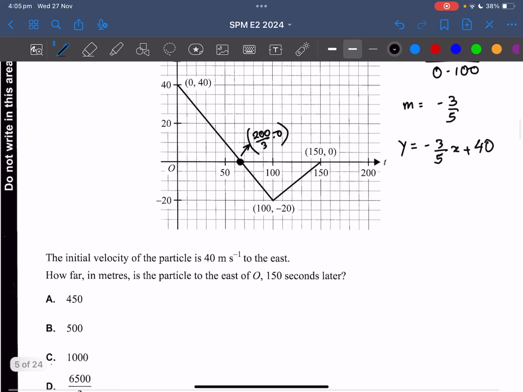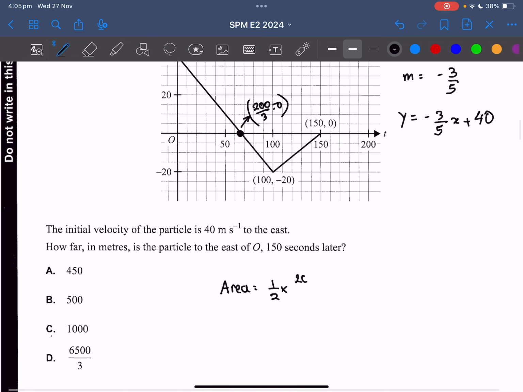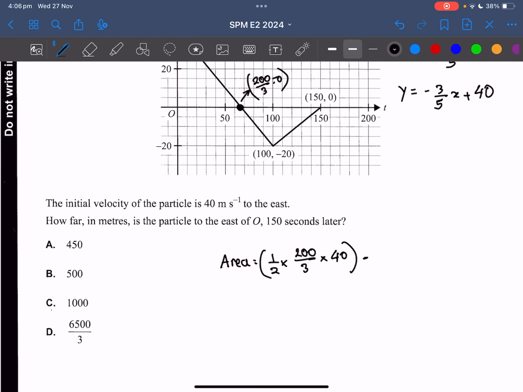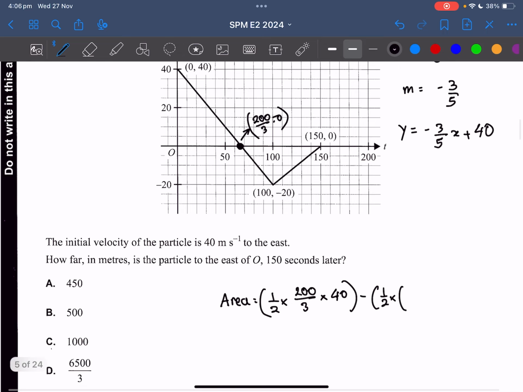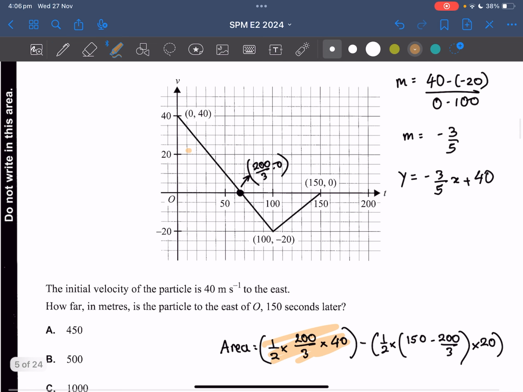So area is equal to half times the base, which is 200 on 3, times the height, which is 40, I believe. Yep. And then take away half times 150 minus 200 on 3, so that's the base, times 20. Okay, so this area over here is this, and this area over here is this.